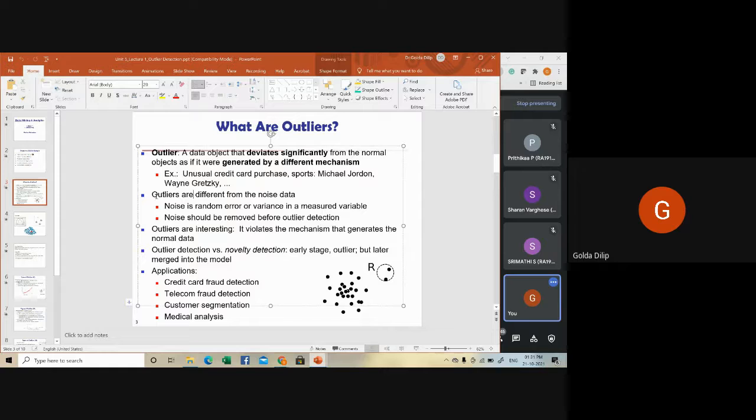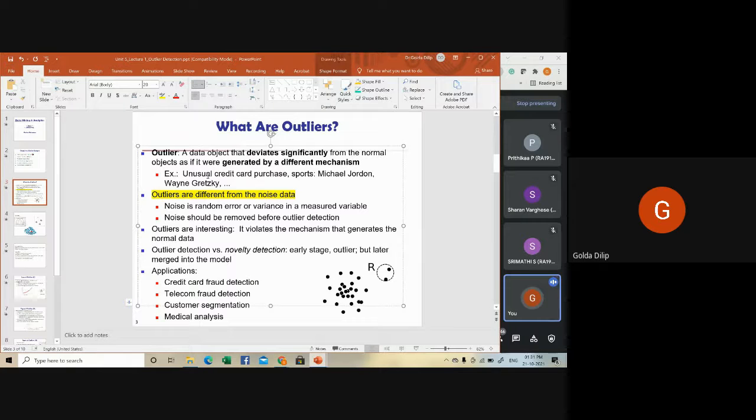And as told here in the second point, outliers are different from noisy data. Noise is also something which is not of interest or required in data analysis. Including your outlier detection, noise is something which is of no interest.